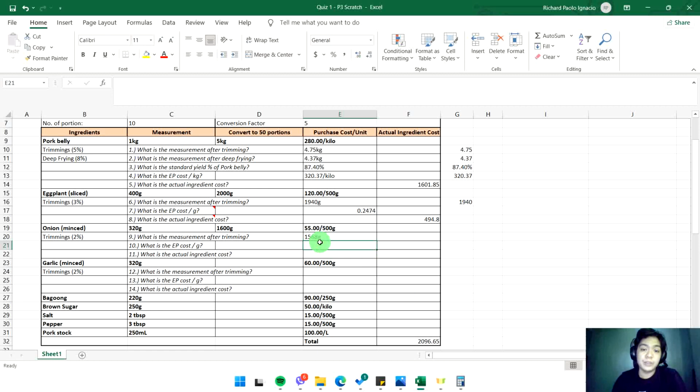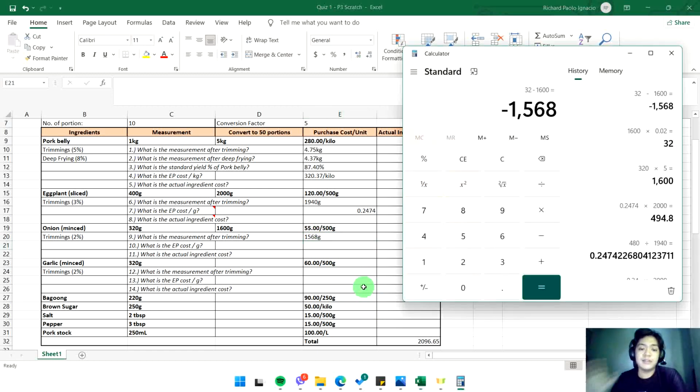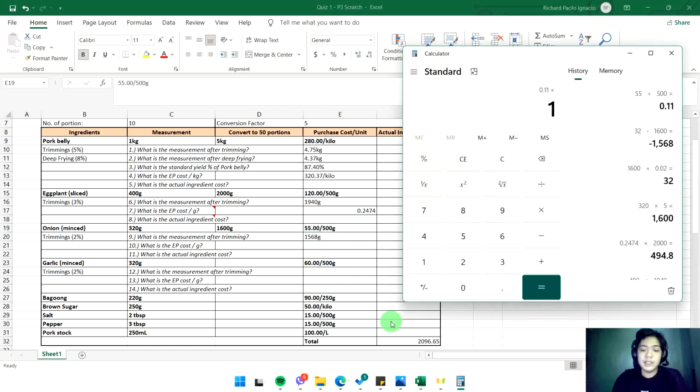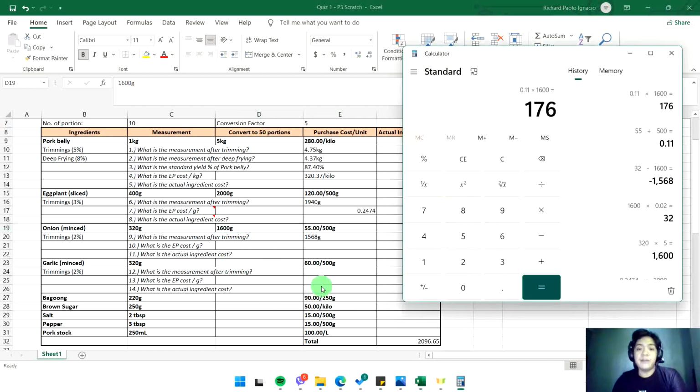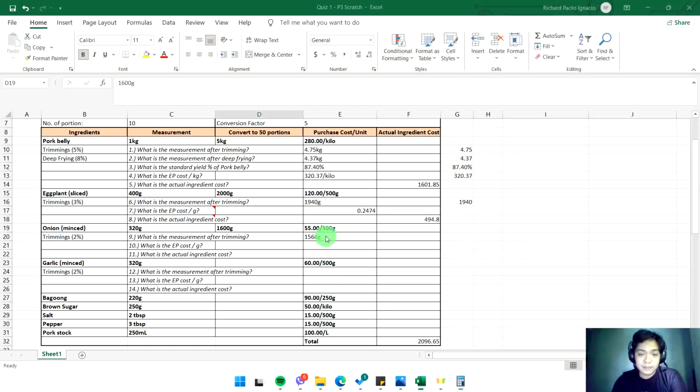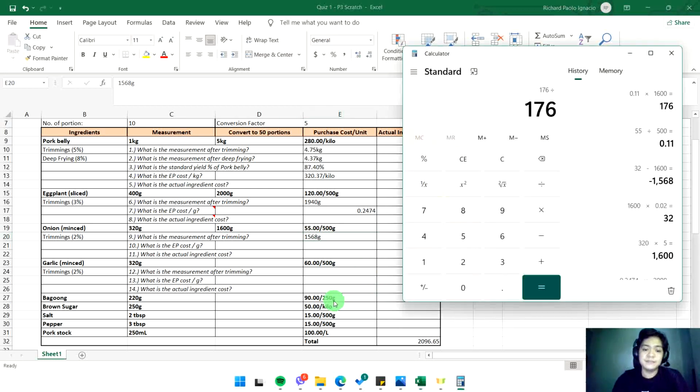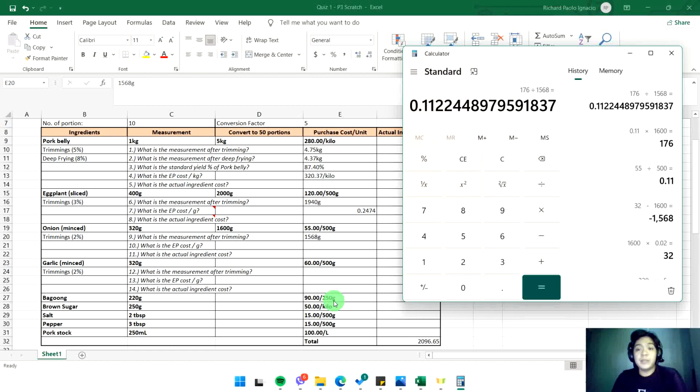Again, this is our edible portion after trimming. Ang gagawin natin is, of course, step 1, usual way of computing 55 divided by 500, times 1,600, our as purchase weight. We have 176. 176 divided by EP weight, which is 1,568. We will have 0.1122, rounded off into 4 decimal places.